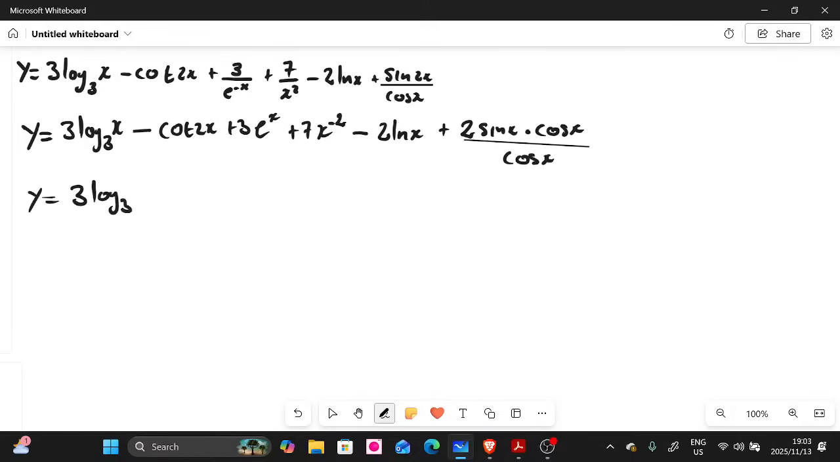It's been simplified. We are not yet differentiating, people. We are simplifying, right? So we have the second term, we have cot 2x. The third term, remember we simplified it, don't differentiate. Yes, we have 3 e to the power of x. The fourth term with 7 x to the power of negative 2. And then I think this is the fifth term, we have 2 ln x.